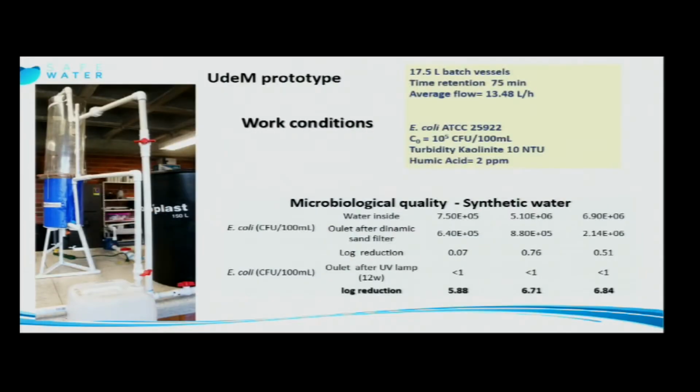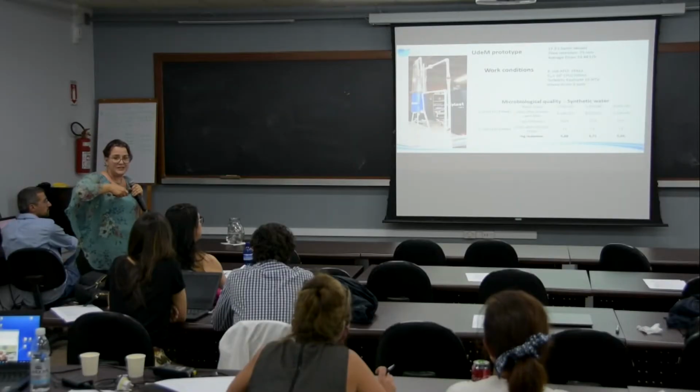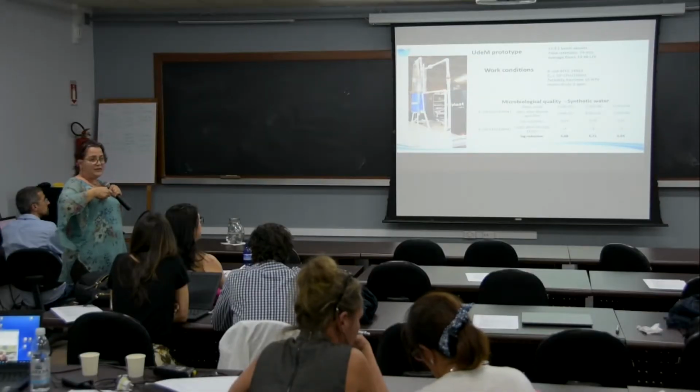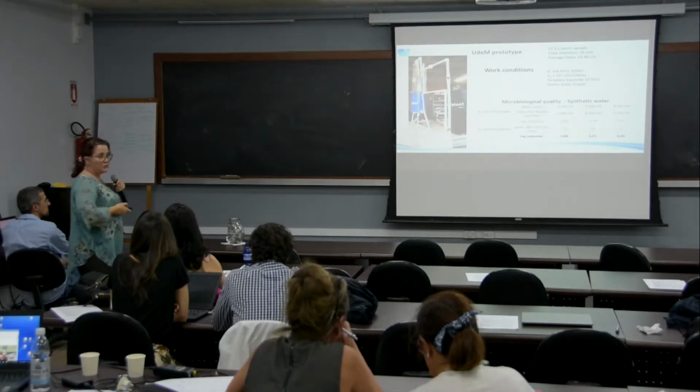For the UDEM prototype, this prototype has a dynamic sand filter. We are evaluating the water in that way. This is the amount of E. coli that we are putting inside the system. This is the amount of E. coli that we are obtaining after the dynamic filtration. And at the end, this is the amount of E. coli that we can find after the UV lamp treatment. If you can see, the reduction is, in this case, as with the first system, achieved by the UV lamp. The filtration alone cannot treat the water with respect to the bacteria E. coli.